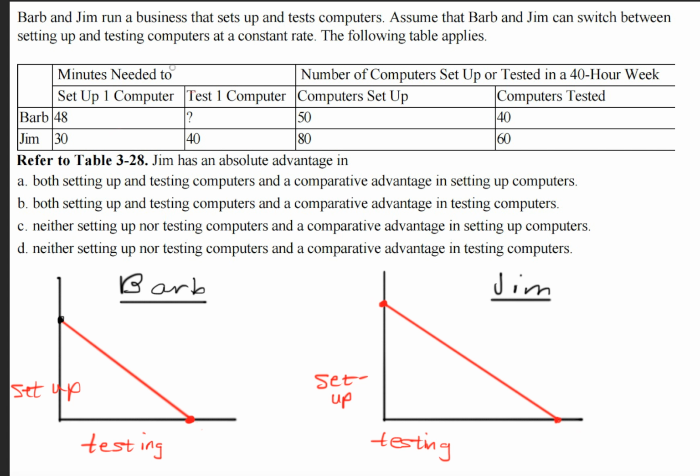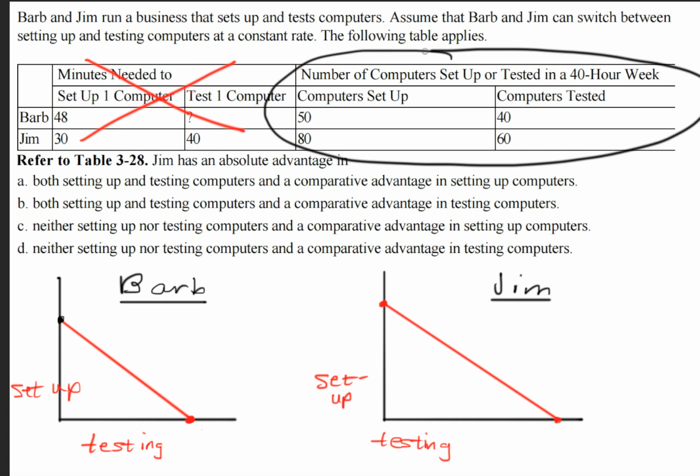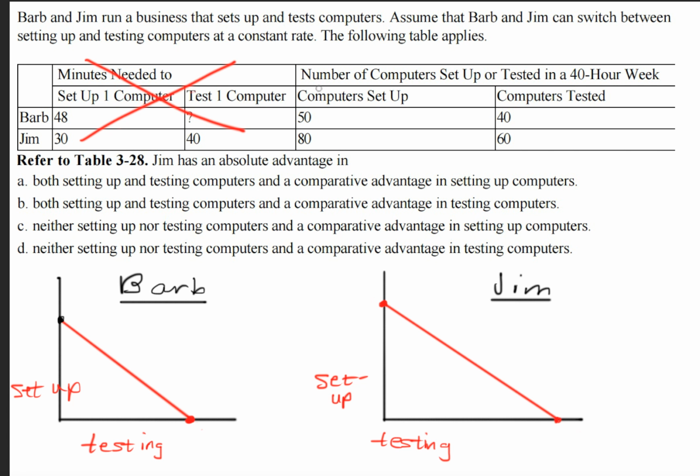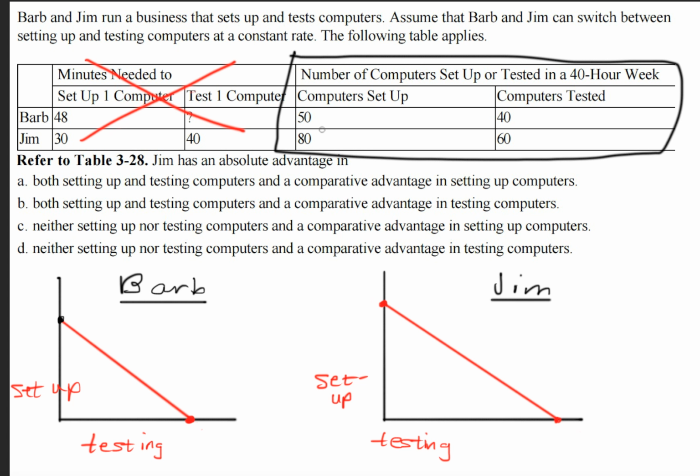So when first analyzing this table, we're going to cross out this area. It's not important. Instead, we're going to be focusing on the information that was given here. So looking at this information, we can tell who has the absolute advantage by simply seeing who produced the most. So we know that Jim has an absolute advantage in both setting up and testing the computers. But who has the comparative advantage?